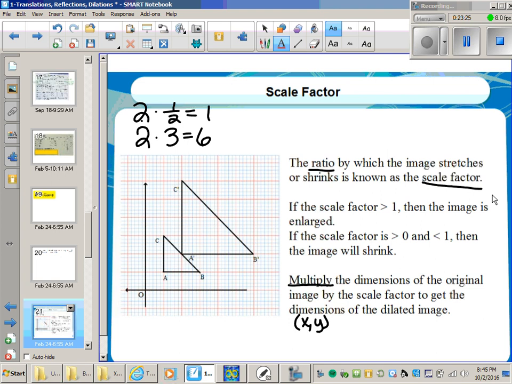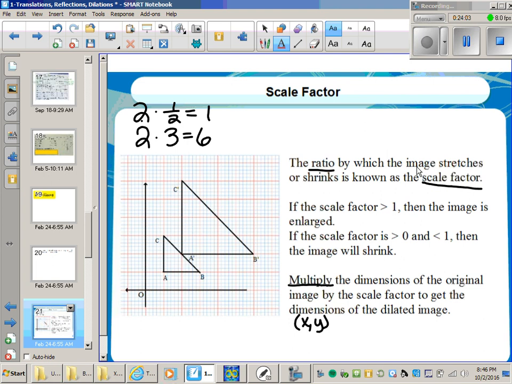And think about if you multiply 2 times 3. This number 3 is greater than 1, and 2 times 3 is going to give you 6. We've multiplied by a number that's greater than 1, and it gives us a larger number. If we multiply by a fraction, 2 times 1/2, it shrinks our number. 2 times 1/2 is going to make a smaller number. Same thing if you multiply our original image by a scale factor that's smaller than 1, it's going to shrink.